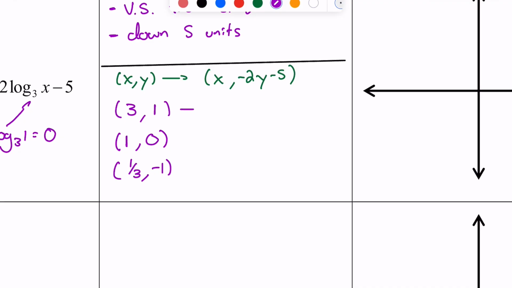So let's transform those points. So I've already said that we are not going to have any transformations on our x, so that's still going to be 3. That negative 1 is going to result in being, that positive 1 is going to result in being negative 7. If I substitute in 1 for the x and 0 for the y, I get minus 5. And then if I put in 1/3, I still get 1/3. And then negative 1, I get negative 3. Perfect.